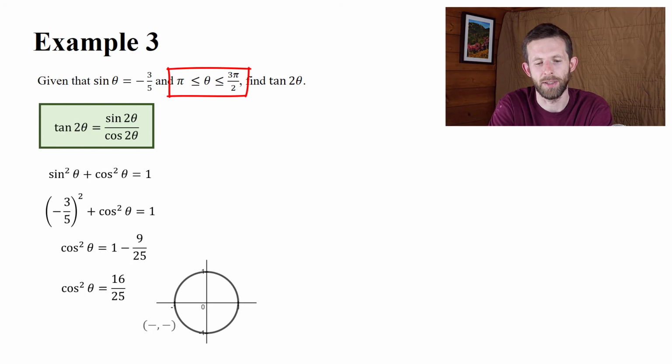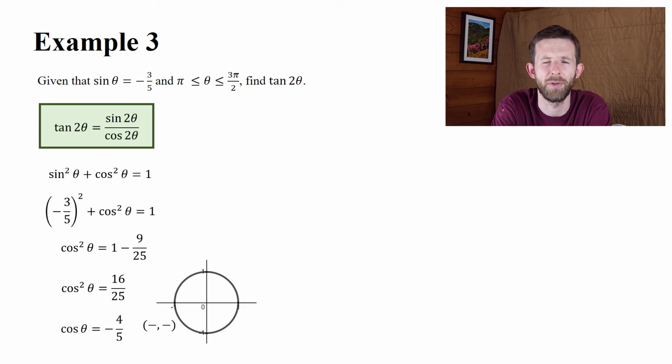I am in this quadrant, I am in quadrant 3. So my cosine of theta here is going to be the square root of 16 over 25, and it's actually going to be the negative one, since both the cosine and sine in that quadrant are negative. Cool. So now we know that sine of theta is negative 3/5, cosine of theta is negative 4/5, so I can find everything else.